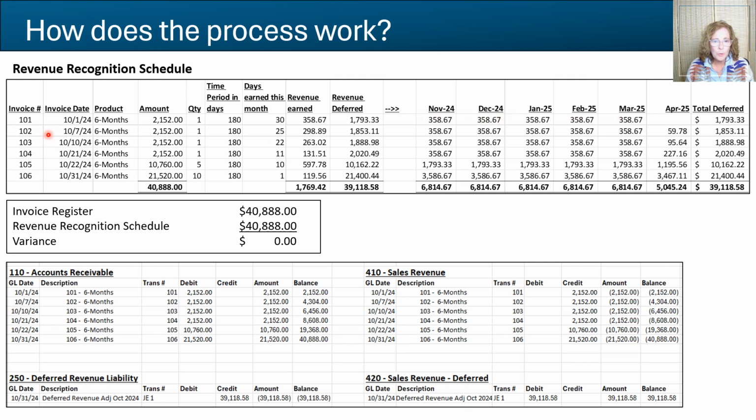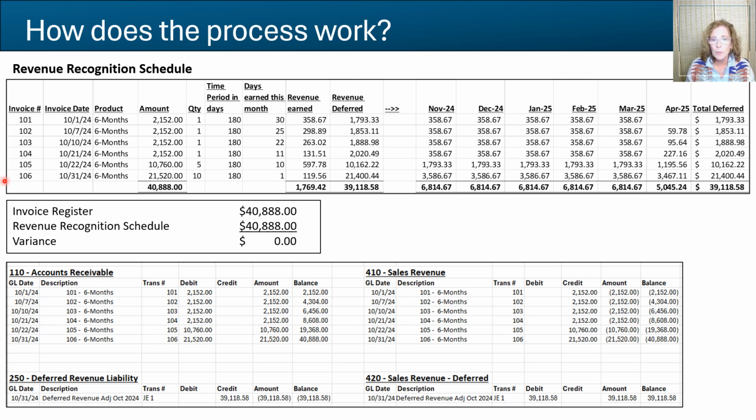For invoice 102 on 10/7 for $2,152 and quantity 1, we're going to recognize $298.89 for October for the time from 10/7 to 10/31. That means that the amount that is deferred is $1,853.11 for future months. We have 4 more invoices, each for a 6-month subscription product in varying quantities.